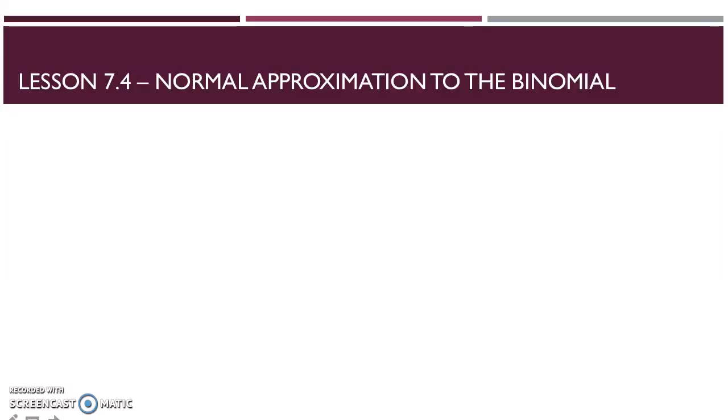The final procedure we want to learn using the normal distribution in Chapter 7 is how to use the normal distribution if you want to approximate a probability for a binomial distribution. So last chapter we talked about the binomial distribution, and let's just review what we know about that.